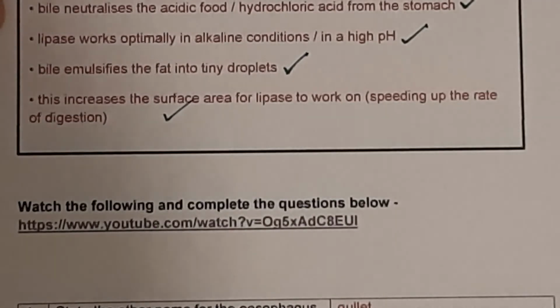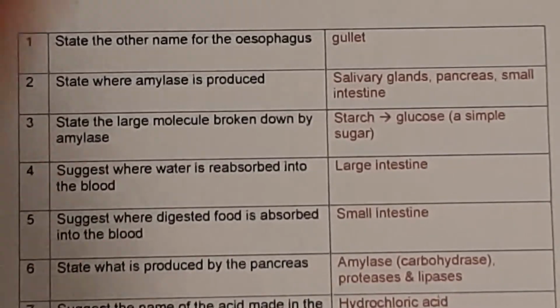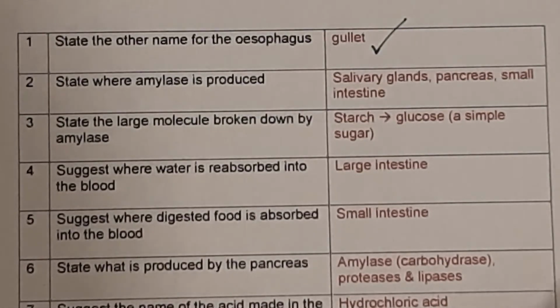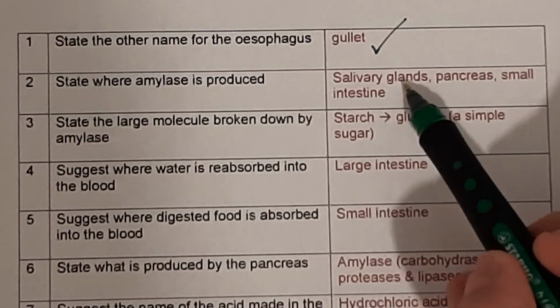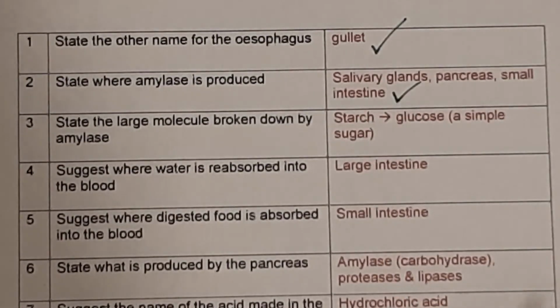Okay, let's go through those questions. State the other name for the esophagus. The name for the esophagus is the gullet. Question 2, state where amylase is produced. Amylase is produced in 3 locations: the salivary glands, the pancreas and the small intestine. I'll accept any one of those, but please do write down all 3 of them if you haven't written all 3.